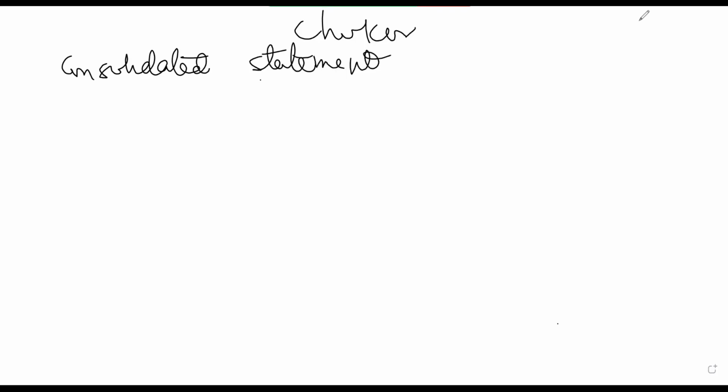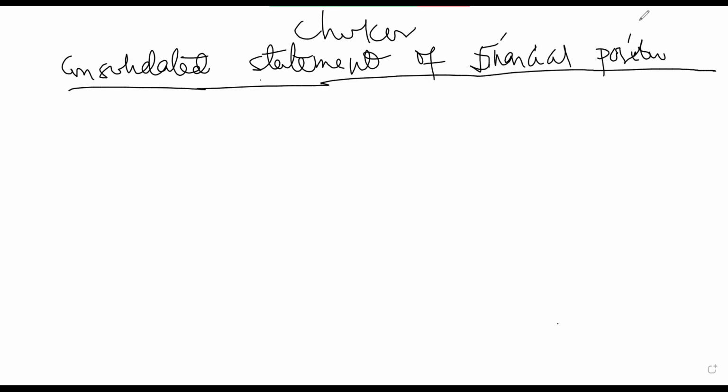Okay. So Choco consolidated statement of financial position. So what's the first item? Non-current asset. Okay. So you have the non-current assets.